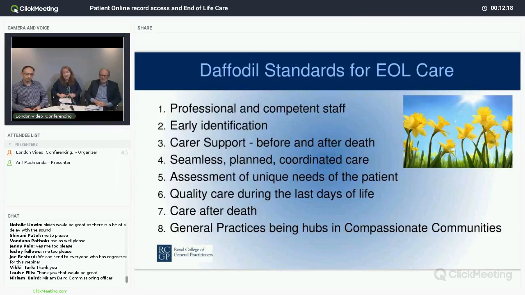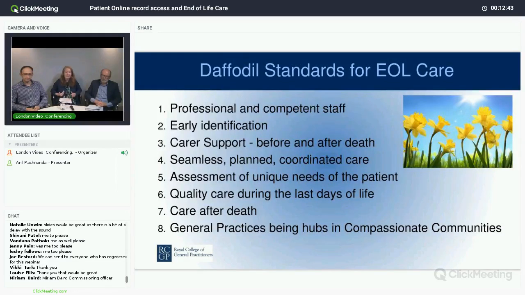Before and after death, it's incredibly important for the patient themselves and for those carers and their resilience and their well-being. Seamless planned coordinated care, I'm sure we'd all admit we want that, and how we use IT is absolutely critical to making that work. It's really, really important. Unique needs of the patient, as we've discussed, it needs to be as personalised as possible. We want quality care, particularly in the last days of life when someone's fluctuating very frequently.